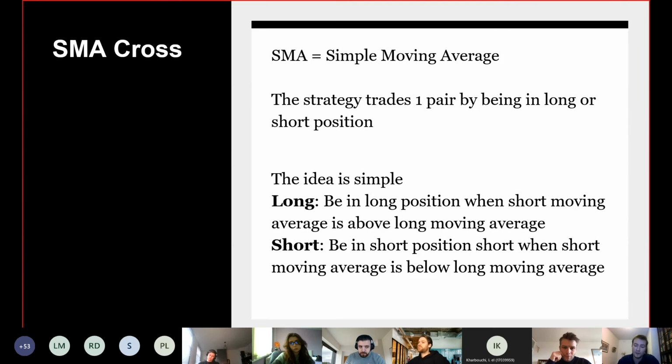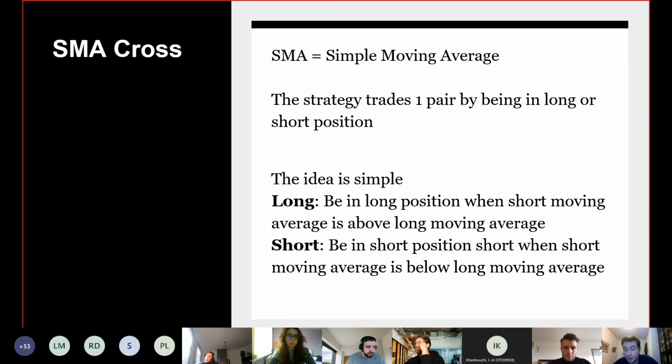When the short one crosses the long one from below, it means the short-term price is trending upwards with respect to the long moving average, and that would be a buy signal for us. The sell signal happens when the short moving average goes under the long moving average, meaning roughly that the price is trending downwards compared to the broader price average. So this is the idea of the strategy.